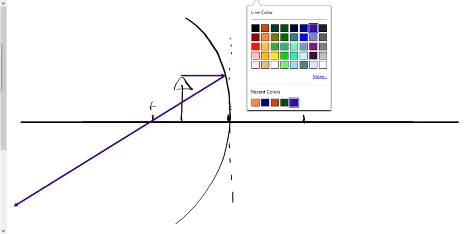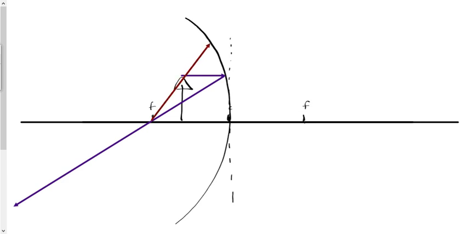The next one I'm going to draw is going to go away from the focal point, so I'm kind of cheating a little bit by starting at the focal point. You'll see here in a second. So it goes exactly away from the focal point until it hits the mirror, because the light rays have to hit the mirror first before anything happens. It goes away from the focal point and then parallel.